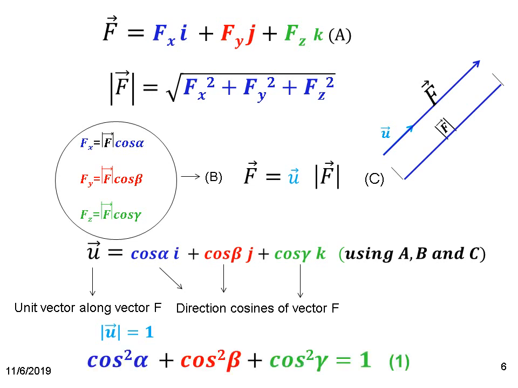Now, we can derive a simple identity as we discussed earlier: cos square alpha plus cos square beta plus cos square gamma will be equal to 1.